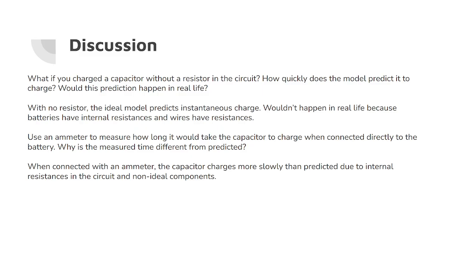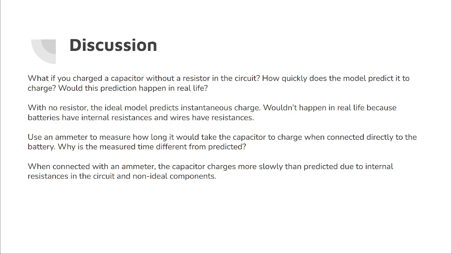Use an ammeter to measure how long it would take the capacitor to charge when connected directly to the battery. Why is the measured time different from predicted? When connected with an ammeter, the capacitor charges more slowly than predicted due to internal resistances in the circuit and non-ideal components. Thank you.